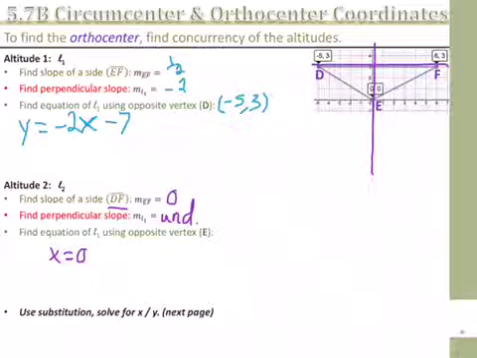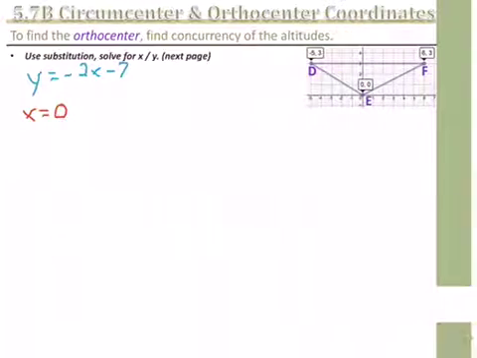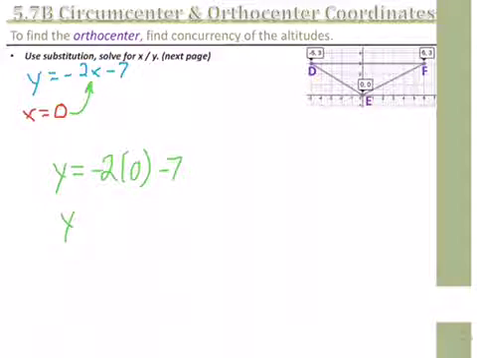So let's take these two altitudes and find where they intersect. See, I'm all prepared on this page. What I'm going to do is take this x-coordinate of 0, plug it into the y equals negative 2x minus 7, and see what y value that generates. I'm going to get y equals negative 2 times 0 minus 7. That's going to give me a y of just negative 7.